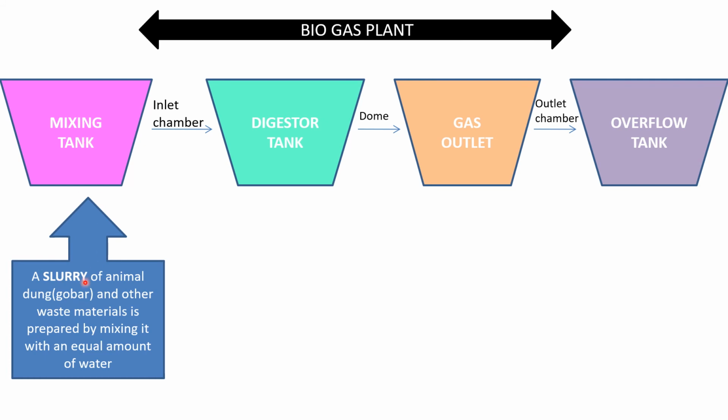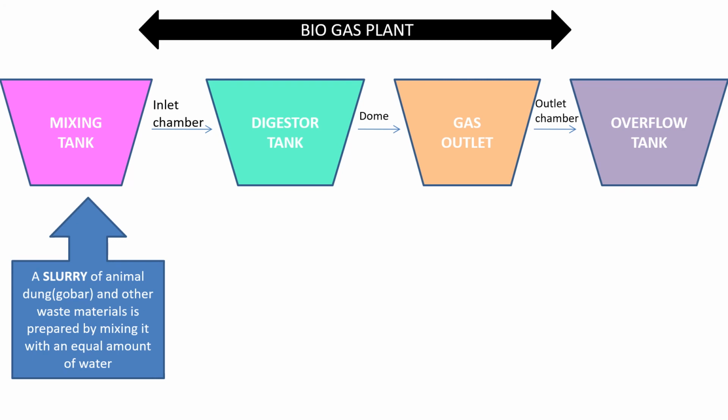So in the mixing tank a slurry of animal dung, that is gobar, and other waste material is prepared by mixing it with an equal amount of water. So mixing tank में तो mix करते हैं. Mix किसको करते हैं? काउ डंग को पानी के साथ में. See, इसको हम हिंदी में गोबर बोलते हैं. You know, so from the gobar we are getting this gas. So this gas is sometimes called a gobar gas also.